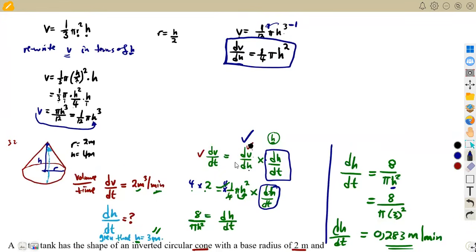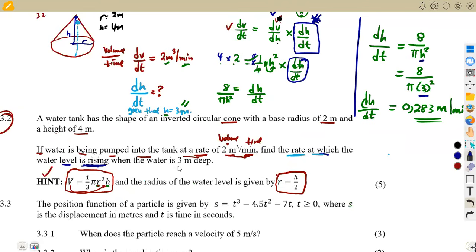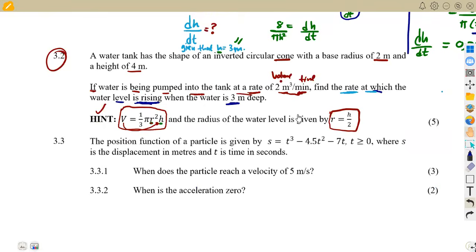Manipulate your formula and see which part you are given. This part, you can obtain because you can express a volume in terms of height. Find this part. Then you are left with this part, make it the subject, and substitute the value of the height at the final stage. The height, not of the cone, but the height that is affecting at that condition, when the tank is 3 meters deep at that particular moment.